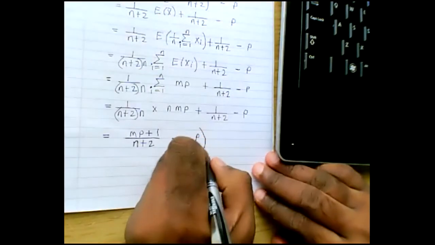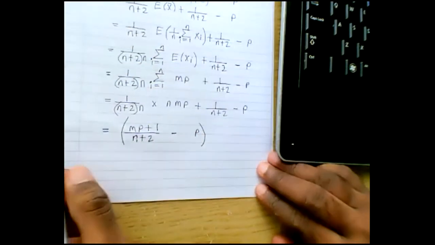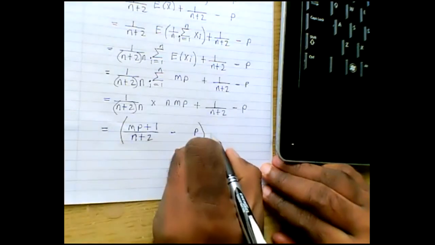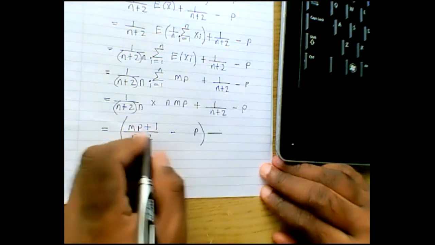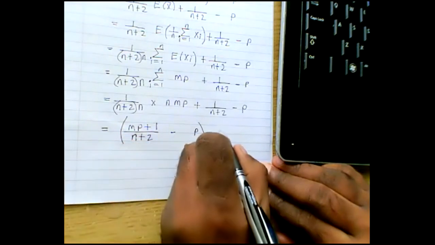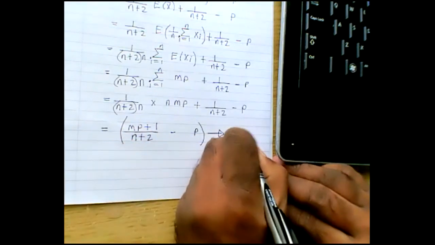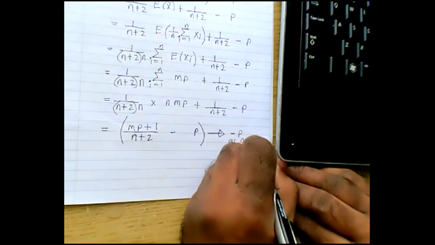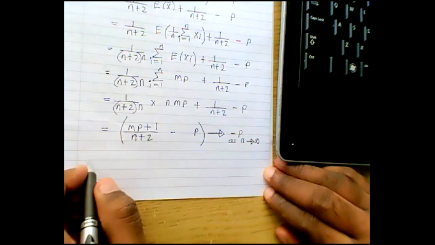Now this guy here, you should take the limit as n goes to infinity. The first one goes to 0. So you have 0 minus p, which is minus p. Yes, n goes to infinity, right?